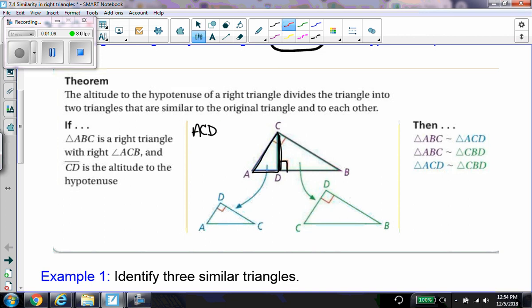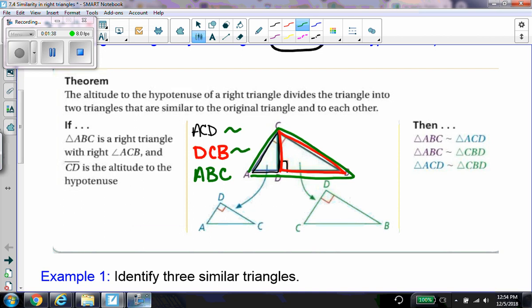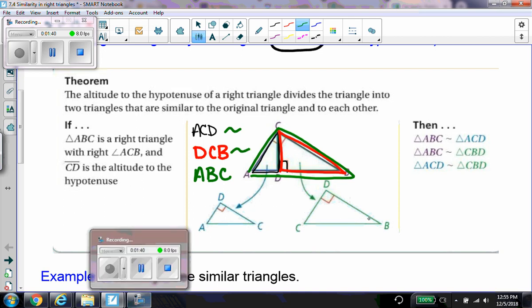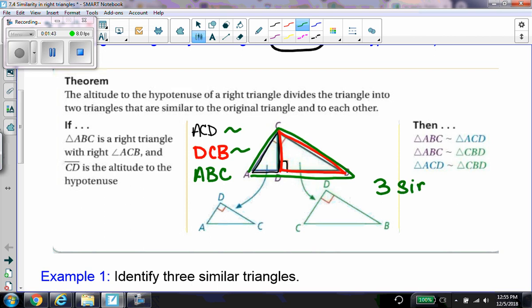I've got medium triangle right here, DCB. And then I've got my original triangle, ABC. So those are the three triangles that we create by just dropping that altitude. The cool thing is that all three of those triangles are similar. Okay, so ACD, similar to DCB, similar to ABC. All right, so three similar triangles.